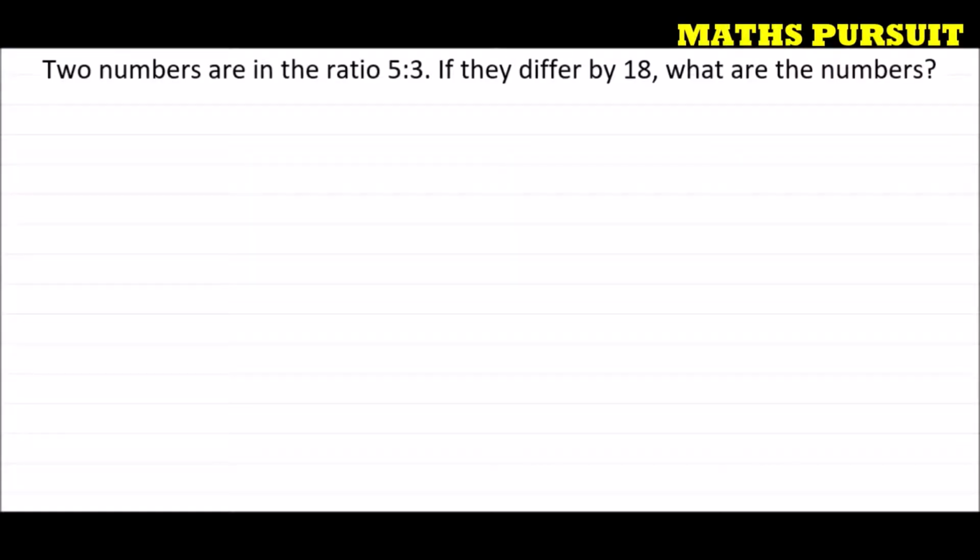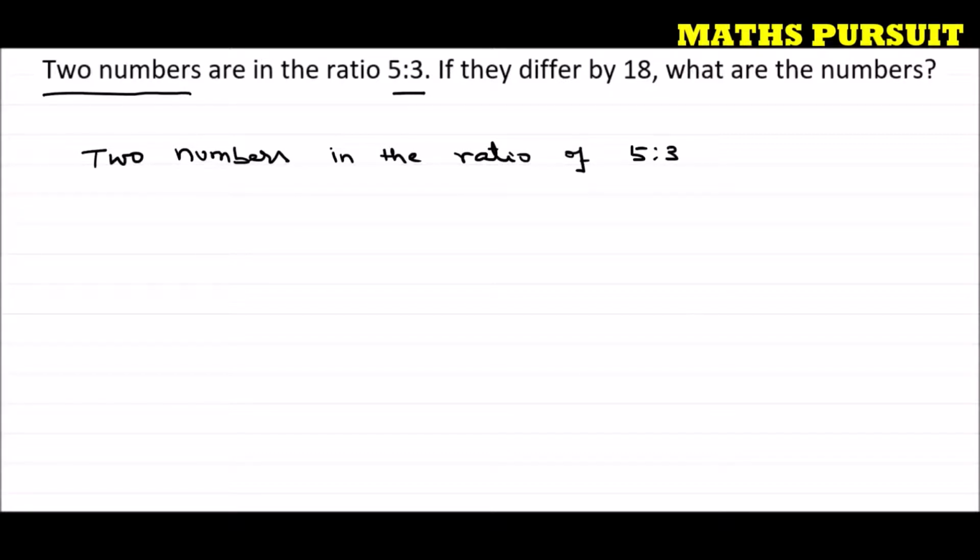The question is telling us here about two numbers. Two numbers are in the ratio 5:3. If they differ by 18, what are the numbers? So the question is telling us about two numbers which are in the ratio of 5:3.